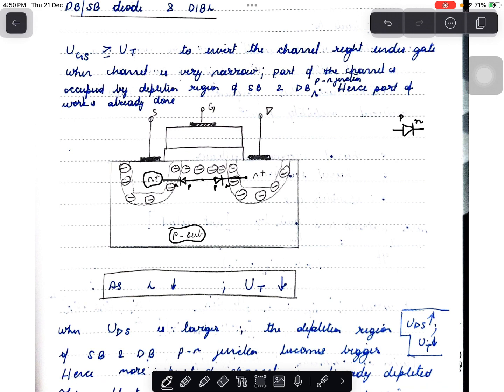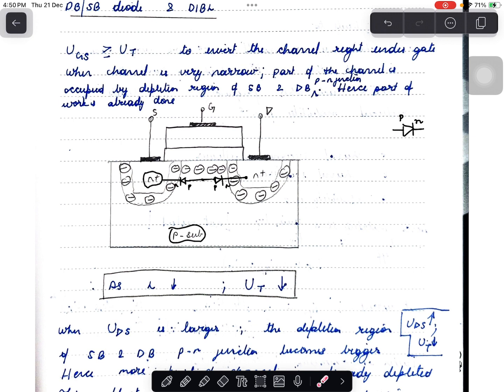So part of the work is already done by the depletion region of the source to bulk and the drain to bulk PN junction. Hence the threshold voltage is less when the length of the channel is small. So as length decreases, the threshold voltage decreases.